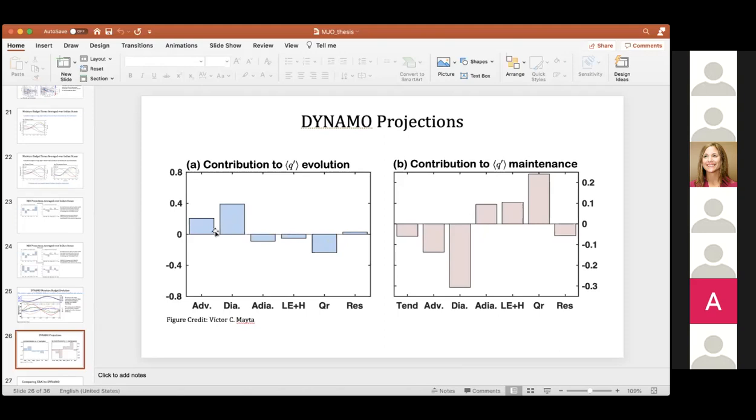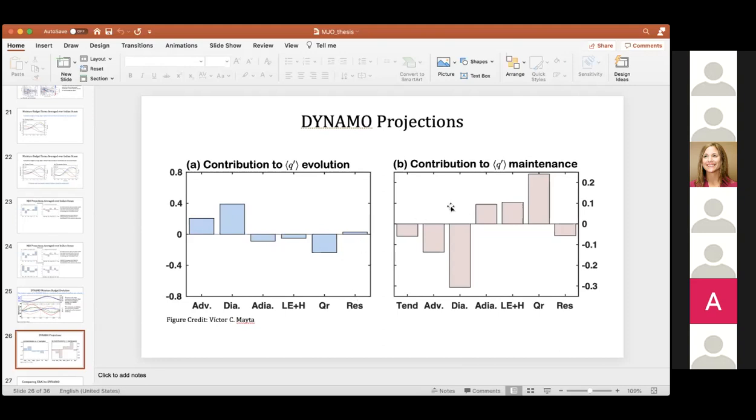To walk you through it real quick, again, to no surprise, advection is contributing positively to the moisture evolution. But one big difference is our diabatic term, which is the second bar, is actually playing a positive role in DYNAMO, where it played a negative role in ERA-Interim. We also see our adiabatic motions are a lot smaller and play a negative role in the evolution, where we saw them play a positive role in ERA-Interim. But we have drastically reduced our residual, which is the last bar on this plot.